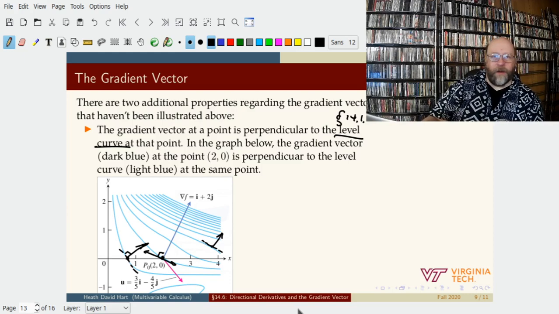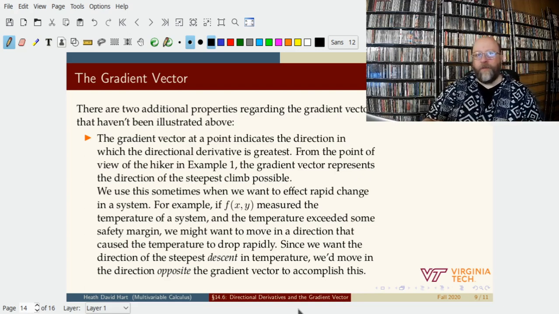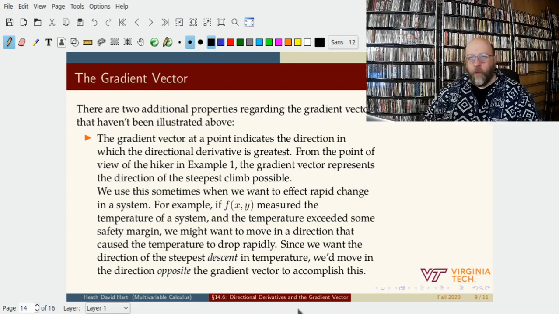So the gradient vector is always perpendicular to the level curve at any point where the gradient vector is being calculated. Another piece of information we would like to know is that the gradient vector gives us the direction in which the directional derivative is the greatest.